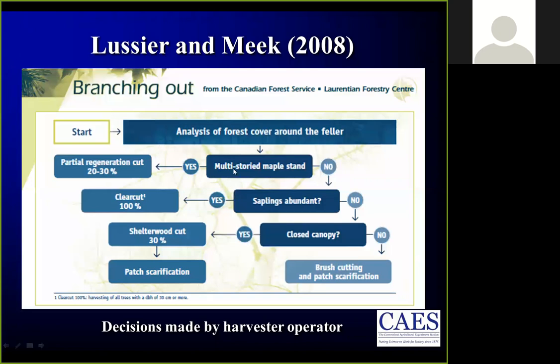So for example, if they had a multi-storied maple stand, they would do a partial regeneration cut to get it back. If they didn't have a lot of maples out there, but there were a lot of saplings, do a clear cut, release all those saplings, and allow a brand new stand to grow in that tenth-acre. They looked at a closed canopy. If it was a closed canopy and it wasn't what they wanted, maybe do a shelterwood cut and try to get that regeneration started. Sometimes they'll also have the cutter on the harvester do a little bit of scarification, dropping the blade when moving out of the site. And if they didn't have that, just have the cutter cut everything they could to cut the brush out of the way.